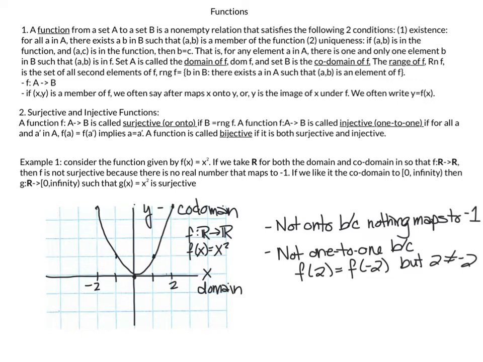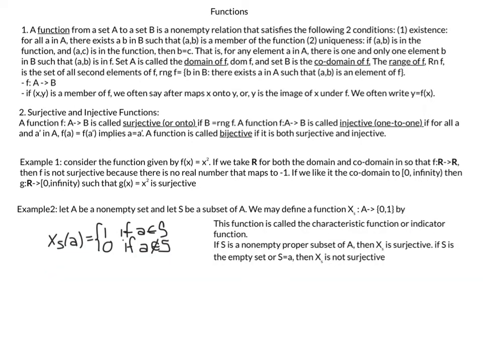It is neither surjective nor is it one-to-one. Our next example is a function called the characteristic function or indicator function, and we'll see why it's called that in a minute. But let A be a non-empty set and let S be a subset of A. We define the function χ_S as mapping from A, elements of set A, into the codomain {0, 1}, and it maps it this way. It's 1 if a is an element of S, and it's 0 if a is not an element of S.